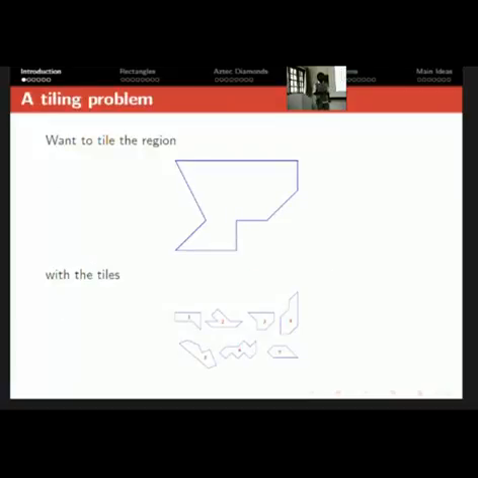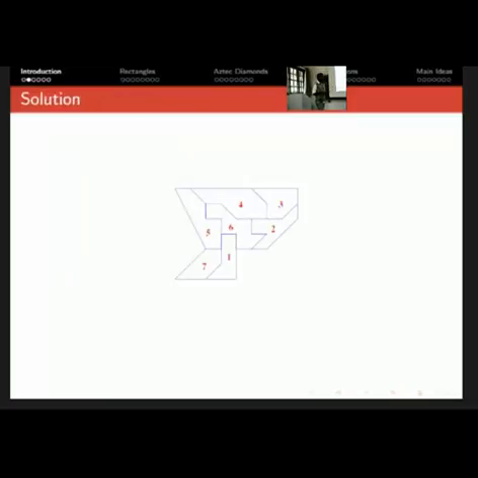So here's a tiling problem. Here is a randomly shaped surface, some polygon, and here are these pieces. And I give you this question: can you tile this? You have all seen jigsaw puzzles, I suppose. This is an analog of a jigsaw puzzle. Here are these seven pieces. Please tile this figure with them. This is certainly a question anybody can ask, and it's a recreational problem. Here is the solution.